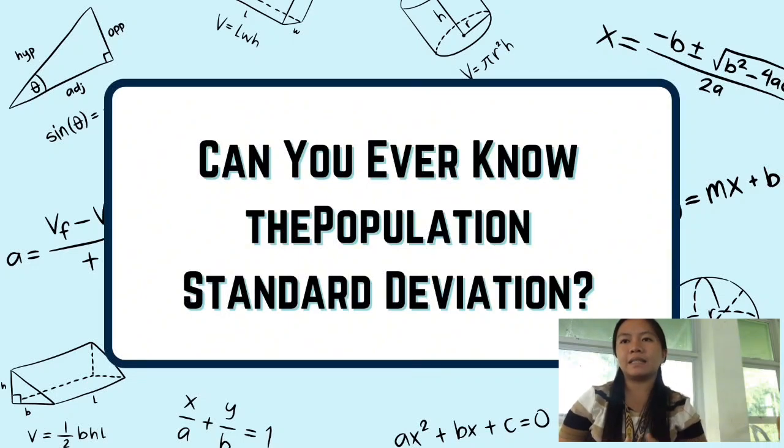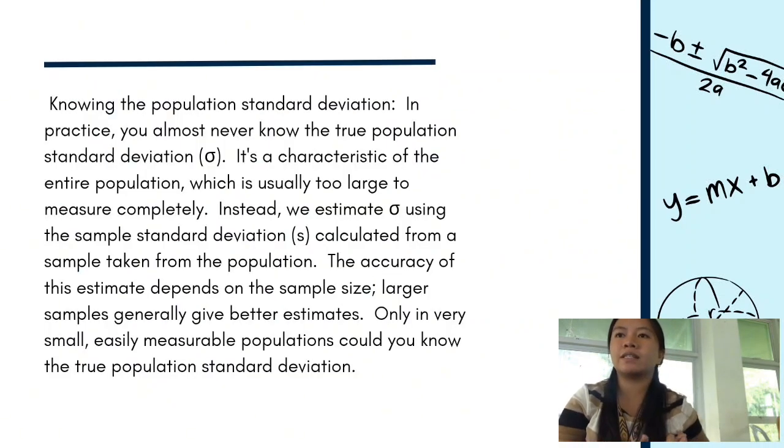Again, we will be discussing knowing the population standard deviation. So moving on, the population standard deviation in real-world scenarios: we almost never know the true population standard deviation, denoted by sigma. It's already provided in the PPT. You can see what sigma is.